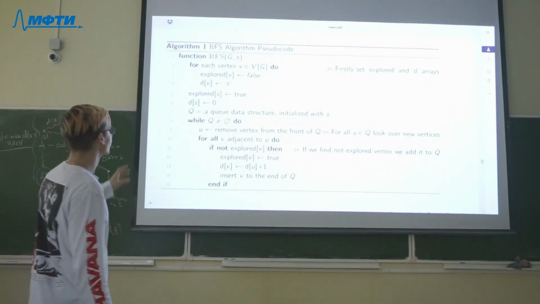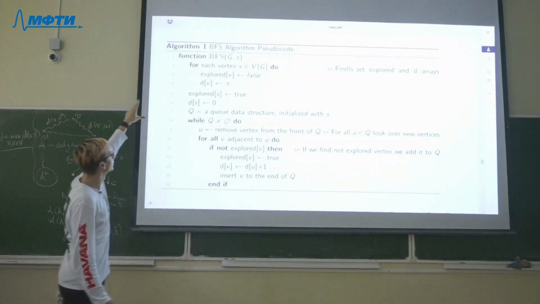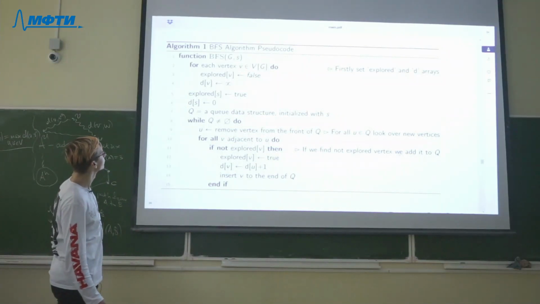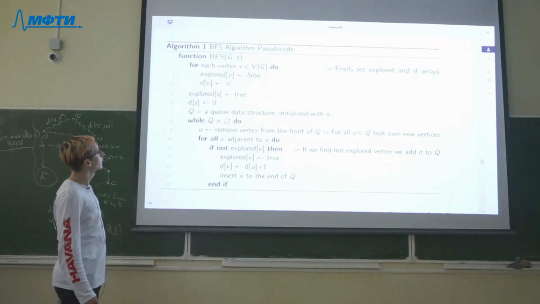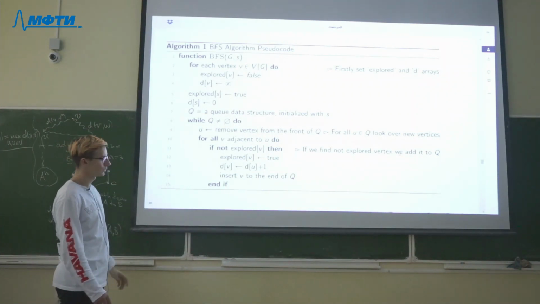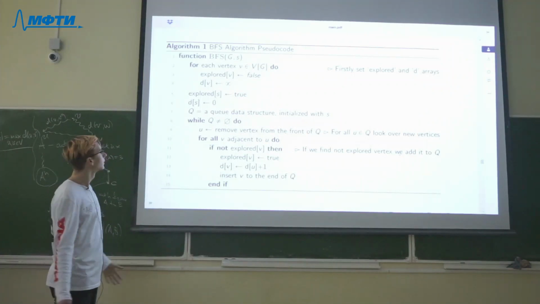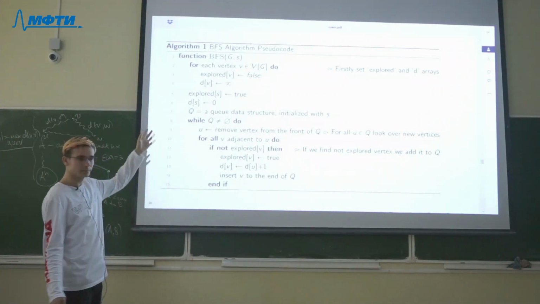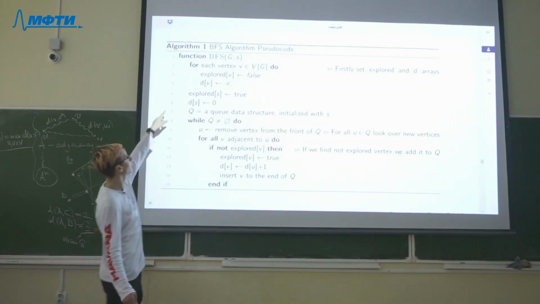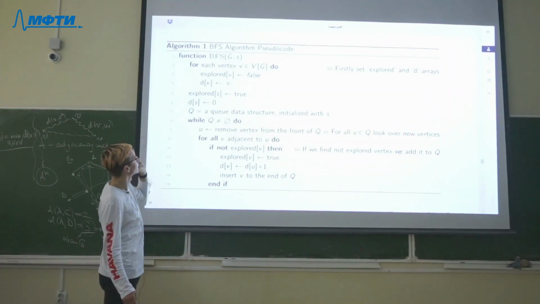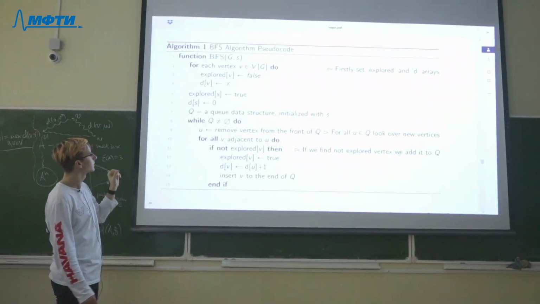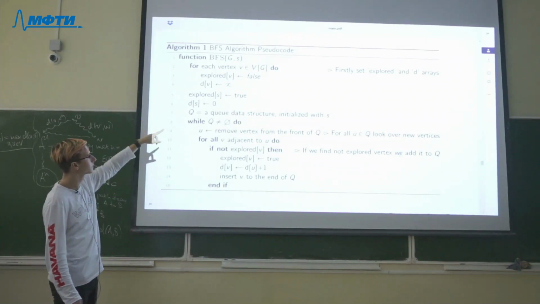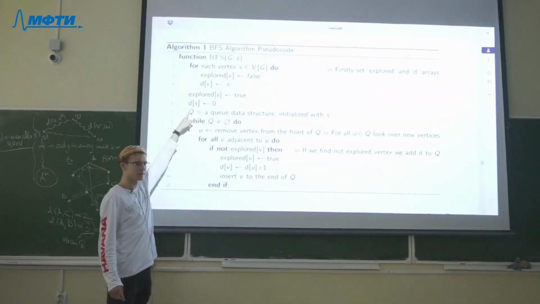For example, in the first three rows, from 2 to 4, we said that we don't know the distance between V and other vertices. Then in rows 5 and 6, we say that from S to S there is a distance equal to 0.